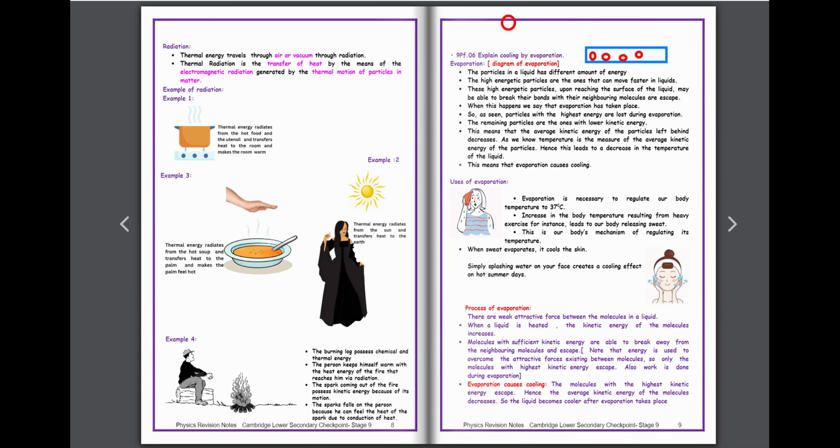Suppose the heat of the sun is able to provide the warmth, okay? It is also able to increase the kinetic energy. So what is happening over here? All different particles in the liquid might have different amounts of energy. So suppose there are some molecules that have got more kinetic energy. Those are the ones that are able to reach the surface of the liquid here.